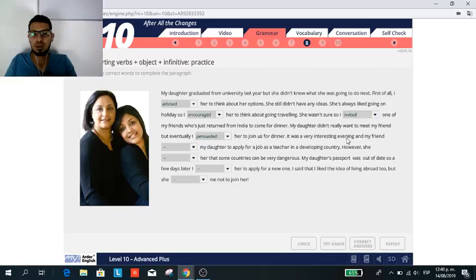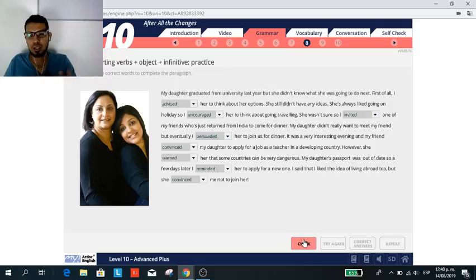It was a very interesting evening, and my friend convinced my daughter to apply for a job as a teacher in a developing country. However, she warned her that some countries can be very dangerous. My daughter's passport was out of date, so a few days later I reminded her to apply for a new one. I said that I liked the idea of living abroad too, but she convinced me not to join her. Well, that's a nice story.